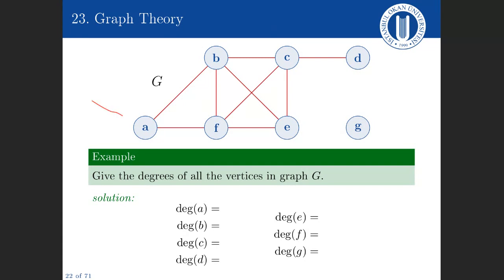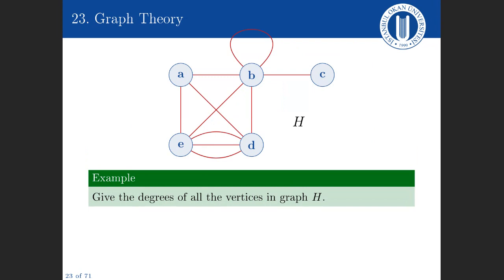First, I want to look at A. A has two edges connected to it, so the degree of A is 2. Vertex B has four edges connected to it, so the degree of vertex B is 4. The degree of C is also 4, and the degree of D is 1. The degree of E, we can count the edges 1, 2, 3. So the degree of E is 3. The degree of F is 4, and the degree of G is 0.